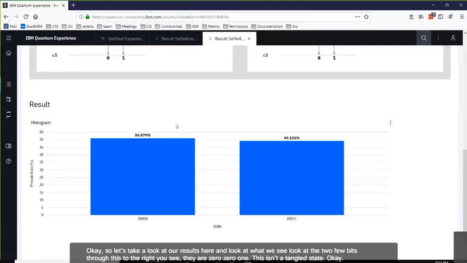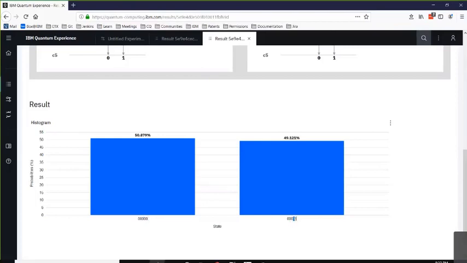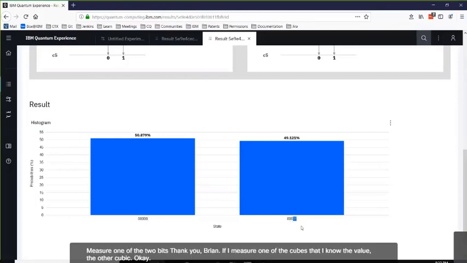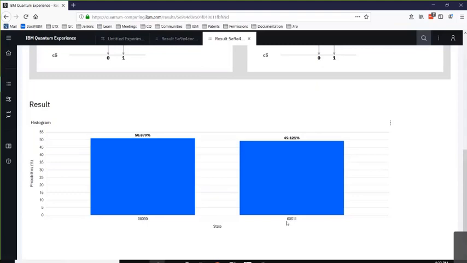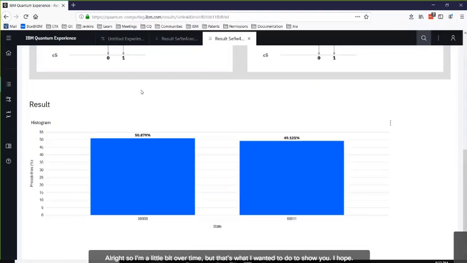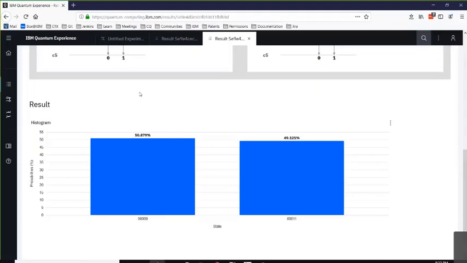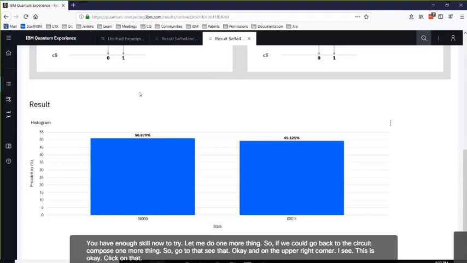Okay, so let's take a look at our results here. Look at the two qubits furthest to the right. You see they are 0, 0 or 1, 1. This is an entangled state, okay? If I measure one of the qubits, then I know the value that the other qubit has to be, okay? All right, so I'm a little bit over time, but that's what I wanted to show you. I hope that you have enough skill now to try.